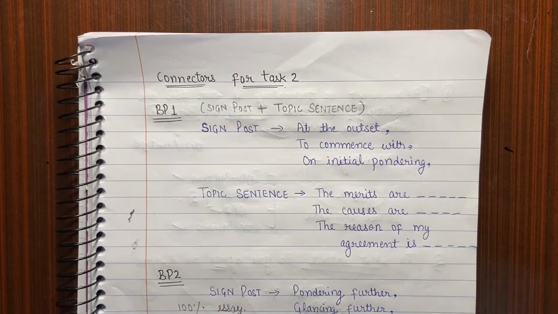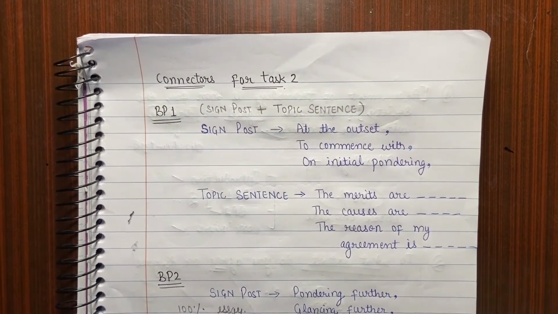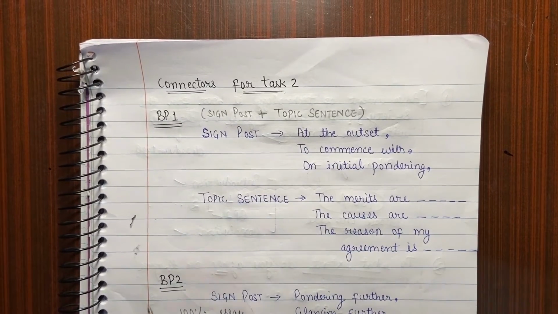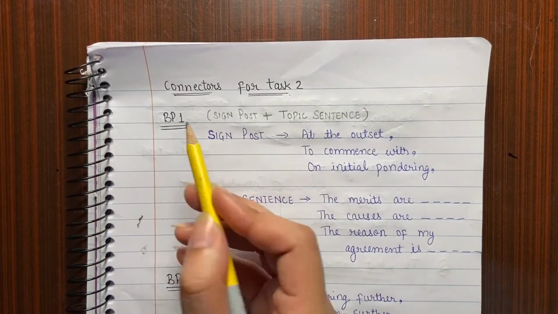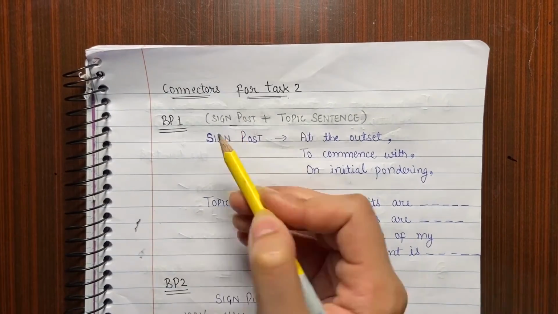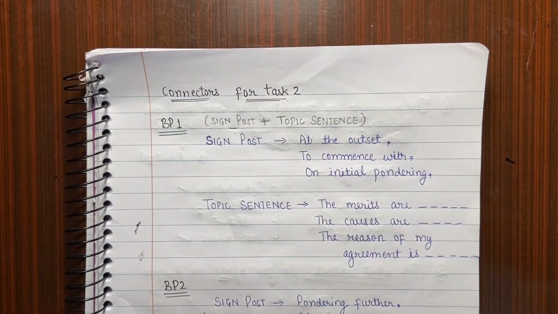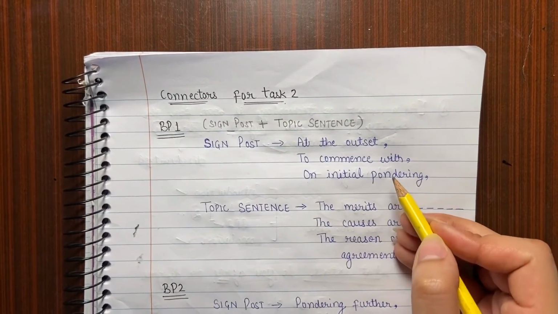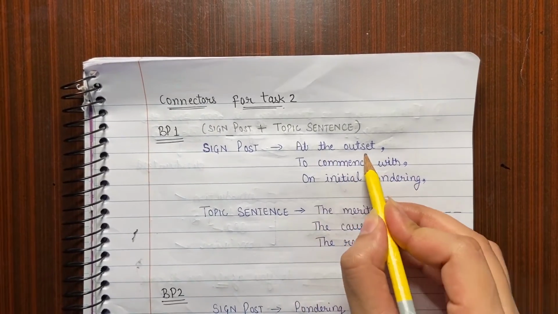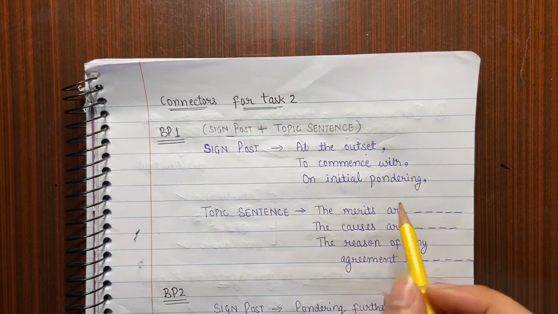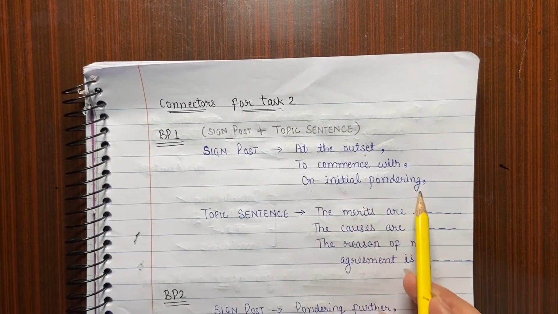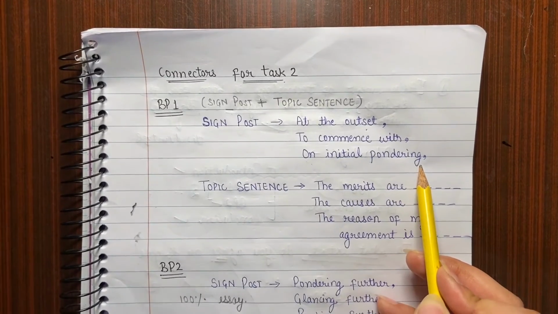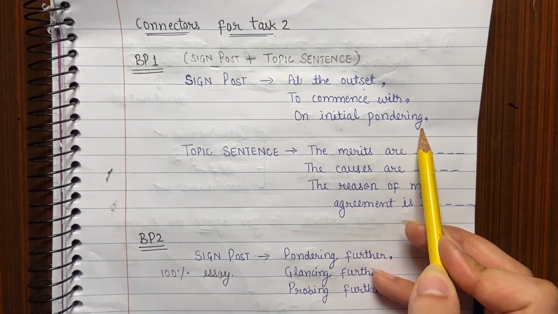Next, let me share some connectors for task 2. When you start BP1, you will have to use some connectors, or they are called signposts. You will start BP with some of the signposts: you may have at the outset, or you can write to commence with, or you can use on initial pondering. So these are the signposts, or you can say the connectors.